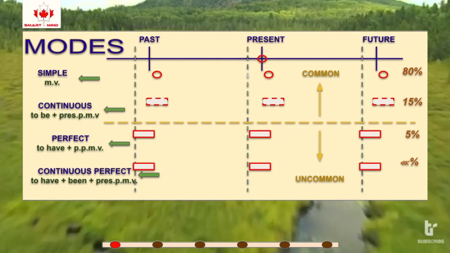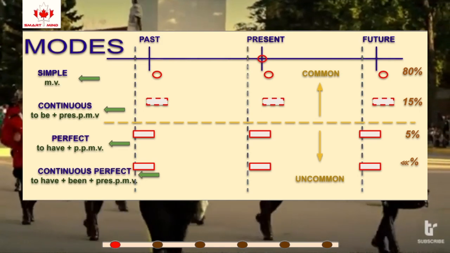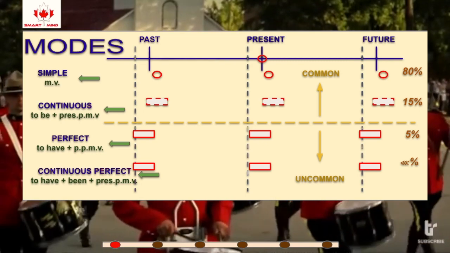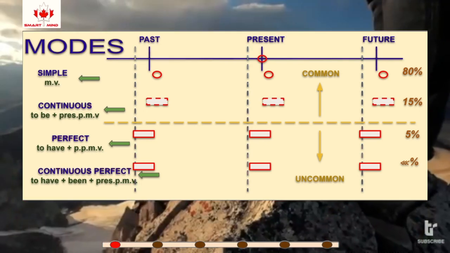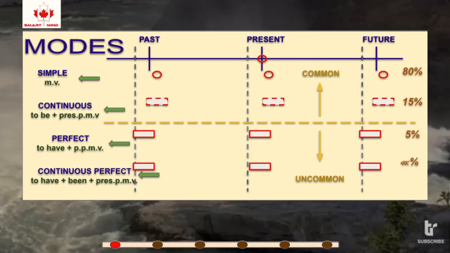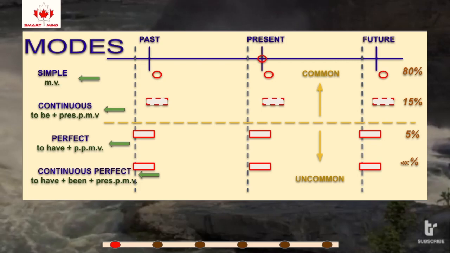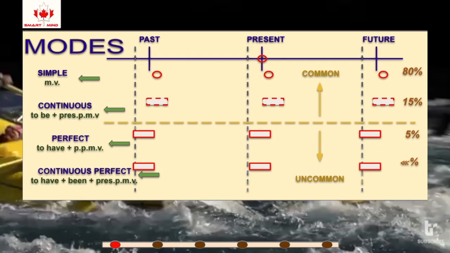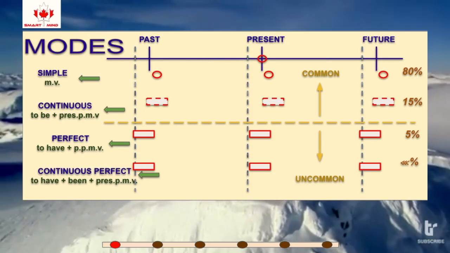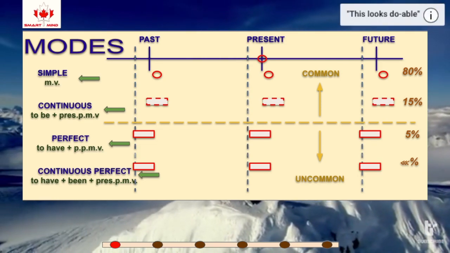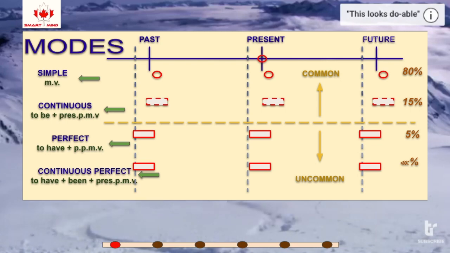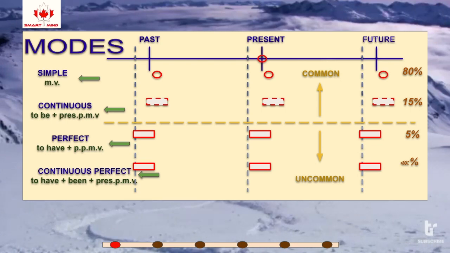For the simple mode, you have just one verb, a main verb that you have to conjugate. In the continuous mode, you have the auxiliary verb to be plus the present participle of the main verb. Only the auxiliary verb you have to conjugate for the right pronouns and the times. In the perfect mode, you have the auxiliary verb to have plus the present participle of the main verb. Only you have to conjugate the auxiliary verb to have.